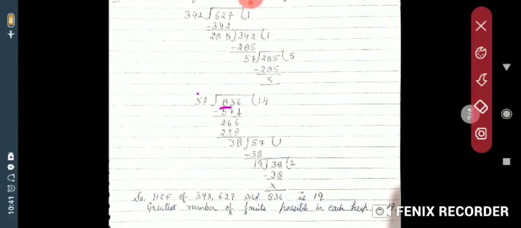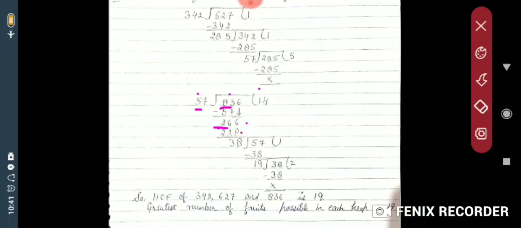57, just see 83. Two digits are there. So you will take two digits only, and as 83 is greater than 57, you can divide. 57 ones are 57. 83 minus 57, what will you get? 26. You will take carry forward 6.